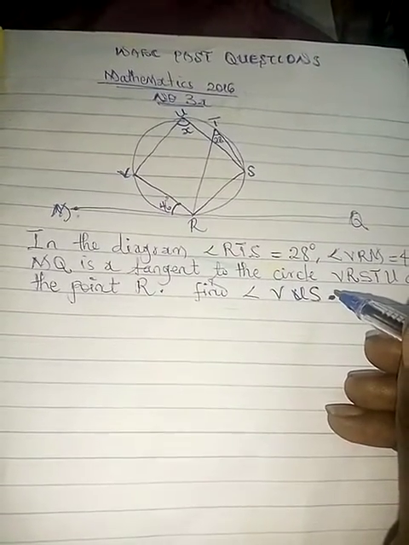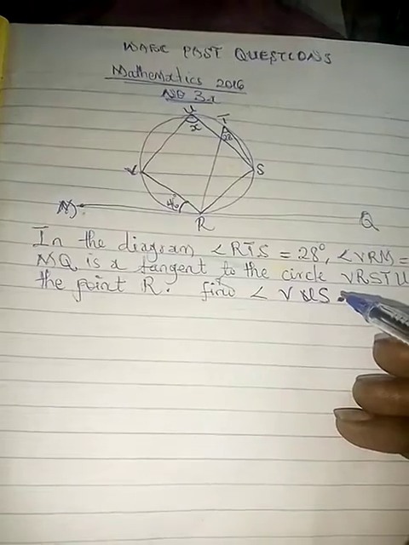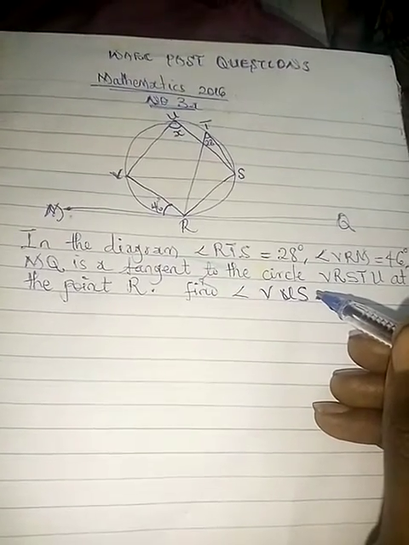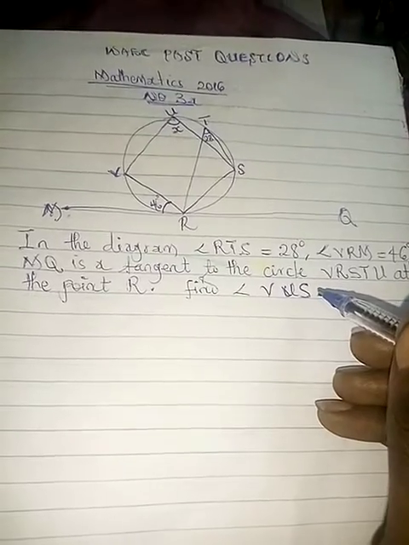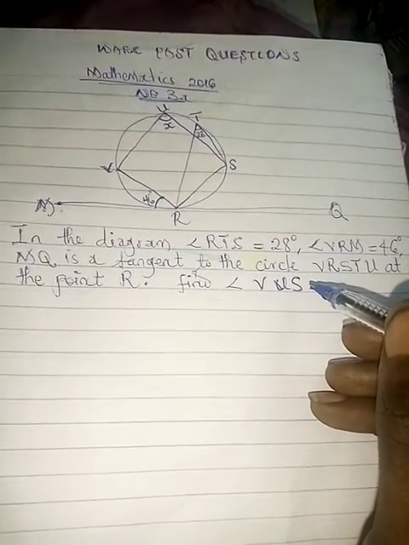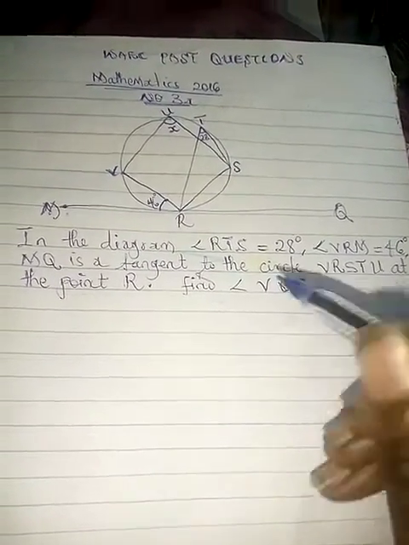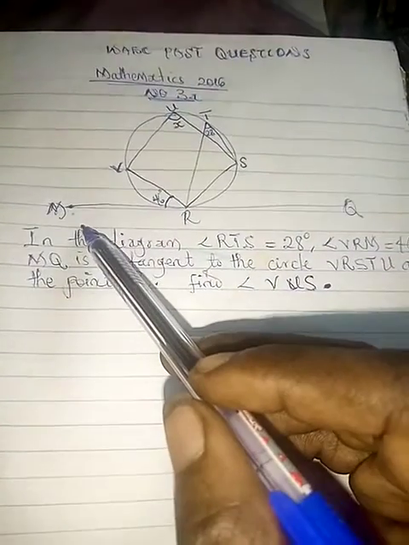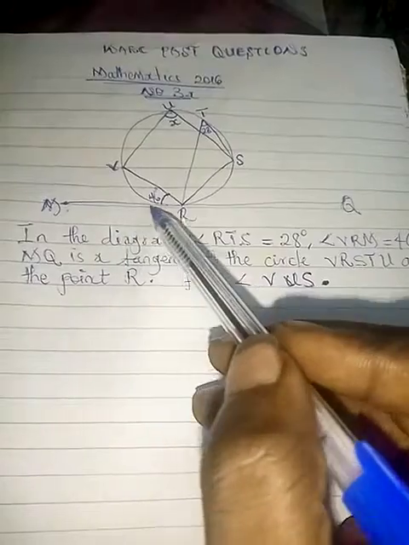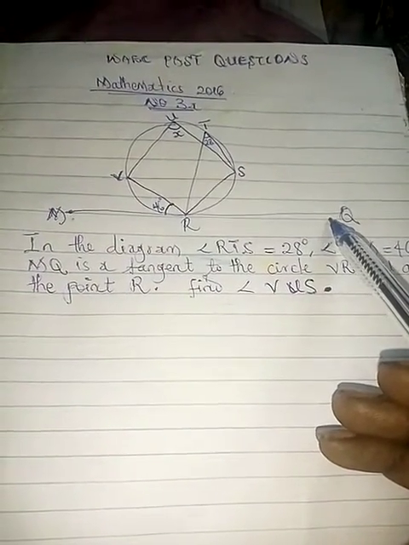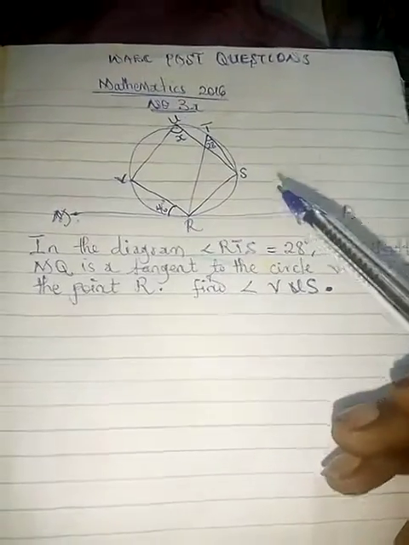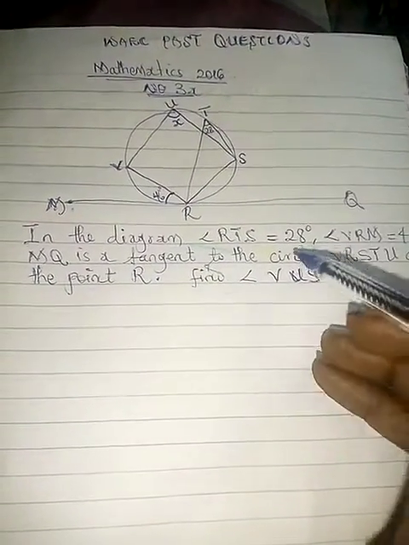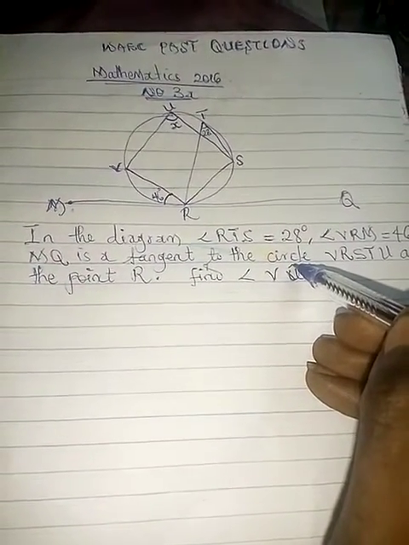Now, number 3A. We have a question here that in the diagram, angle RTS equals 28 degrees and angle VRM equals 46 degrees, where MQ is a tangent. That is, any line touching a circle at a point is called a tangent. So how do we solve a problem like this? Remember, we have to find VUS.